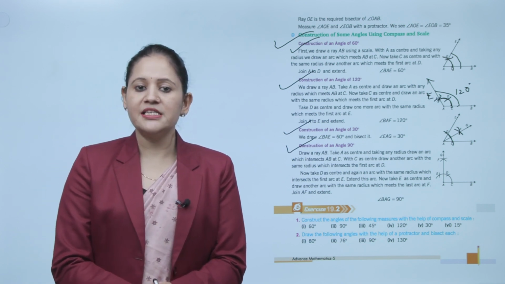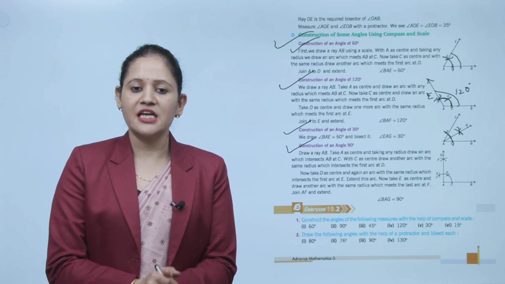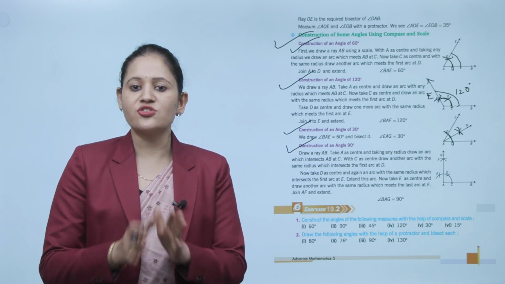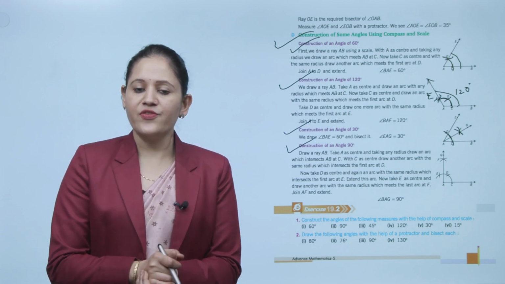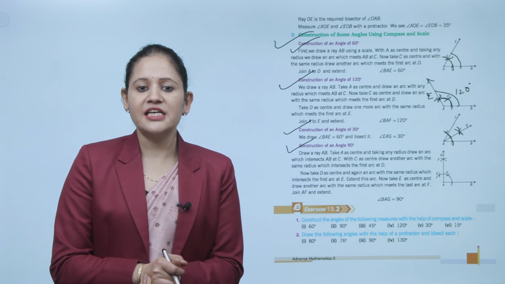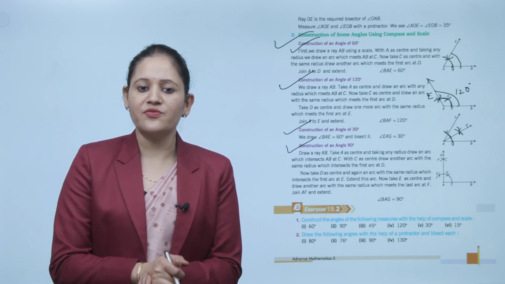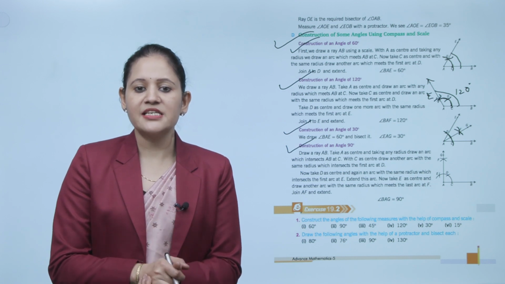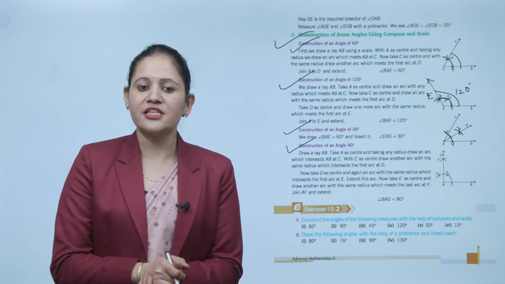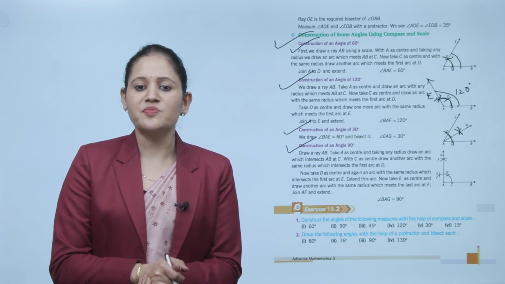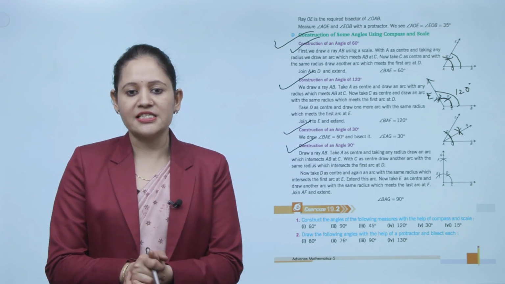Draw a ray AB, take A as a center and taking any radius, draw an arc which intersects AB at C. With C as a center, draw another arc with the same radius which intersects the first arc at D. Now take D as a center and draw an arc with the same radius which intersects the first arc at E. Extend the arc. Now take E as a center and draw another arc with the same radius which meets the last arc at F. Join AF and extend.